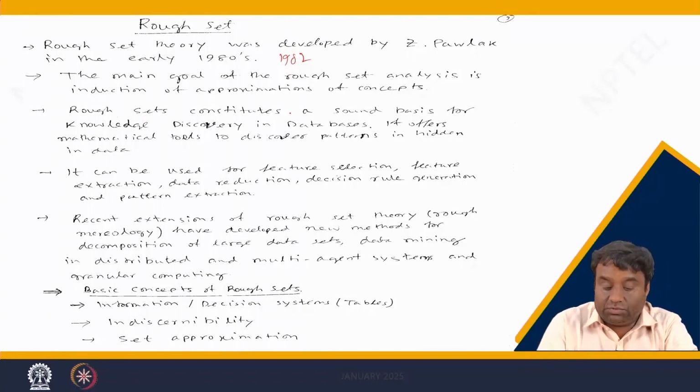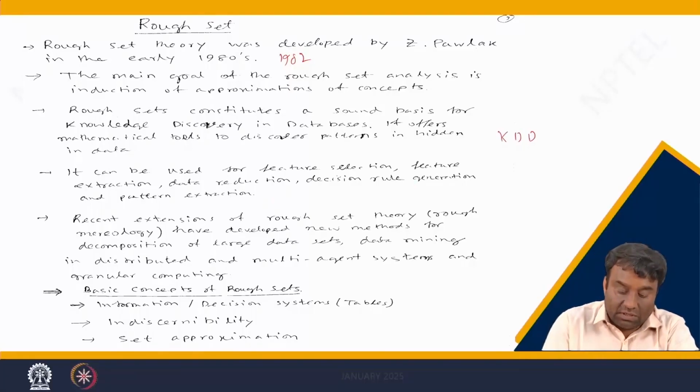Rough sets constitute a sound basis for knowledge discovery in databases, that is known as KDD. It offers mathematical tools to discover patterns hidden in data. It can be used for feature selection, feature extraction, data reduction, decision rule generation, and pattern extraction. Recent extensions of rough set theory, known as rough methodology, have developed new methods for decomposition of large data sets, data mining in distributed and multi-agent systems, and granular computing.